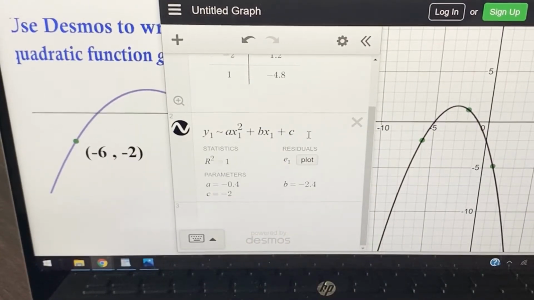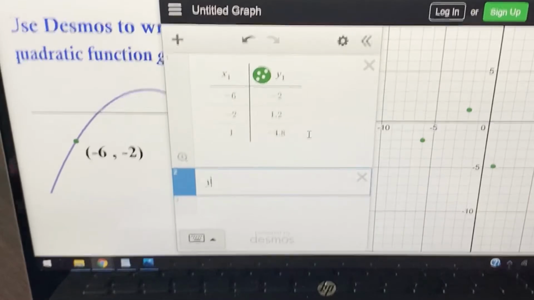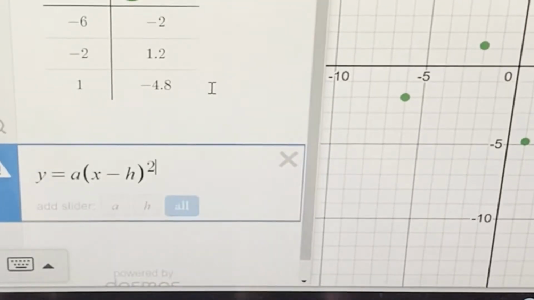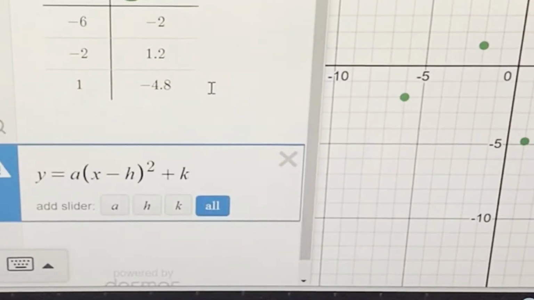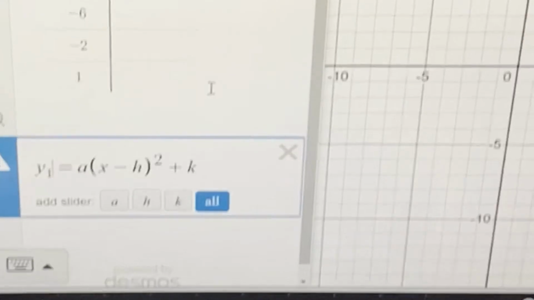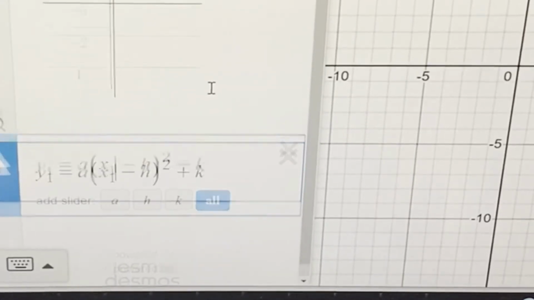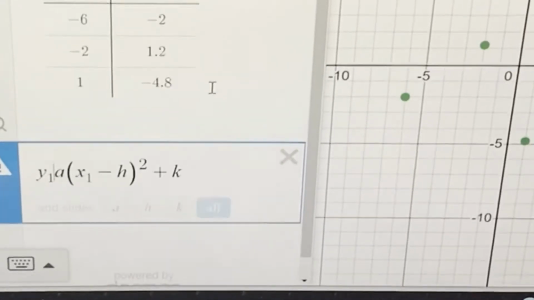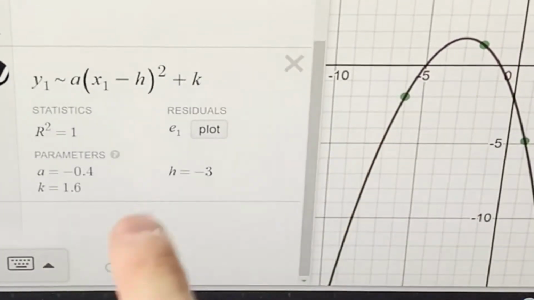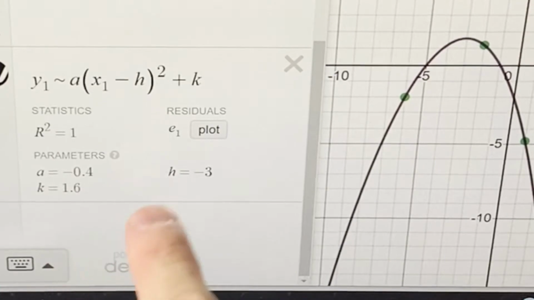If we want vertex form, okay, so for vertex form, we know that it's y equals a, x minus h squared plus k. We got that from our notes from last time. Do I want sliders? No, not right now. Instead, change y to y1, change x to x1, and instead of equals, put a tilde. There's the parabola, it's back, but now I have the values of h and k, which I can deposit there and there.